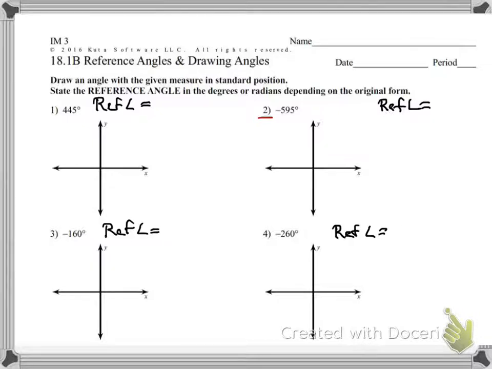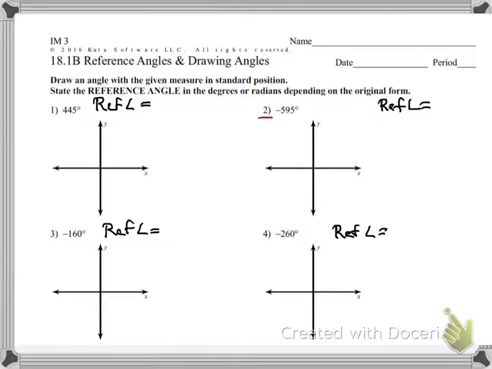And I usually pick out even problems to do for you. But some of these here, I found that the odds were just more interesting problems, so I'm going to do some odds today too. We're drawing an angle using the measurement they give us, and we're going to state the reference angle in degrees or radians depending on the original form. If it starts with degrees, we're ending up with degrees.